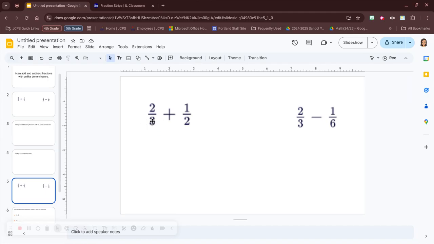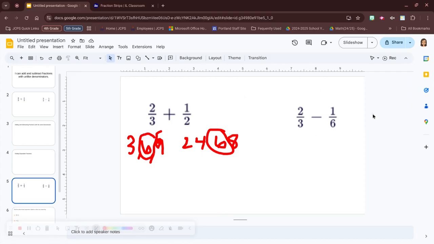So if we skip count by 3s, we would say 3, 6, 9. If we skip count by 2s, 2, 4, 6, 8. Notice that both of these will have a multiple of 6. So they can have a common denominator of 6. We can change thirds into sixths, and we can change halves into sixths. We are doing these 2 problems when we come back, so I just wanted to give you a little preview.